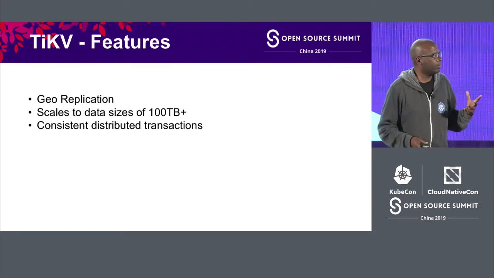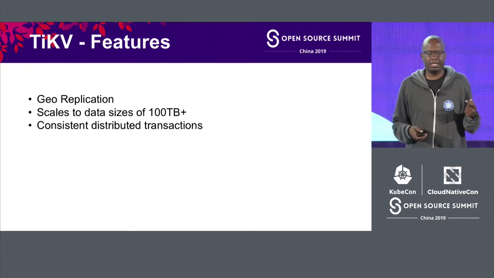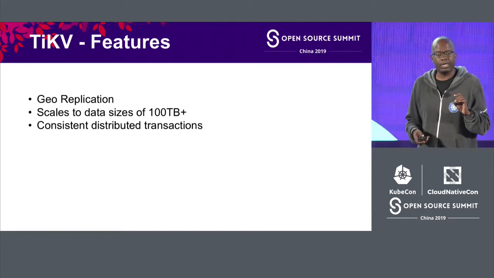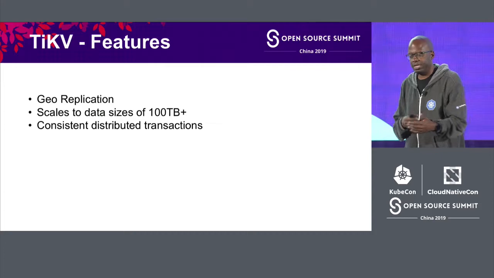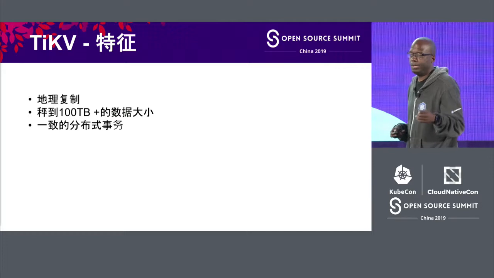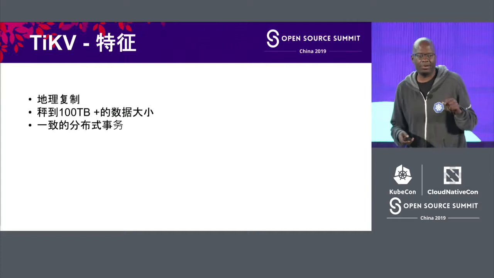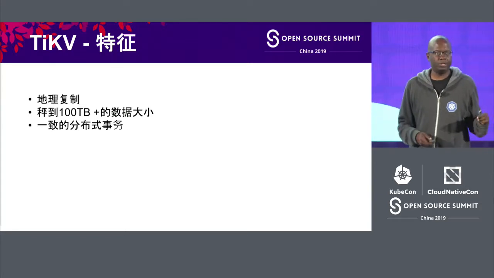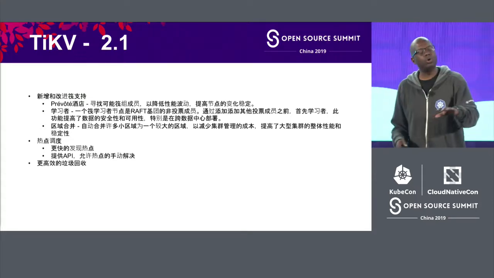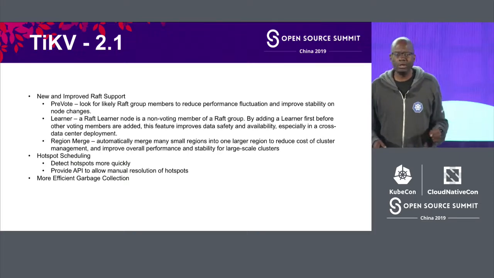Another important piece is that it scales to a large size, 100 plus terabytes of data. And the neat thing about this, why you might use TiKV, is because you have a key value storage that has transactions, and these transactions can be distributed. If anyone's worked with a key value store like, say, Redis, you understand why you might want a distributed transaction. And just because I wanted to give a little shout out to all the people who put together the release notes, I put all the release notes for 2.1 on this slide.